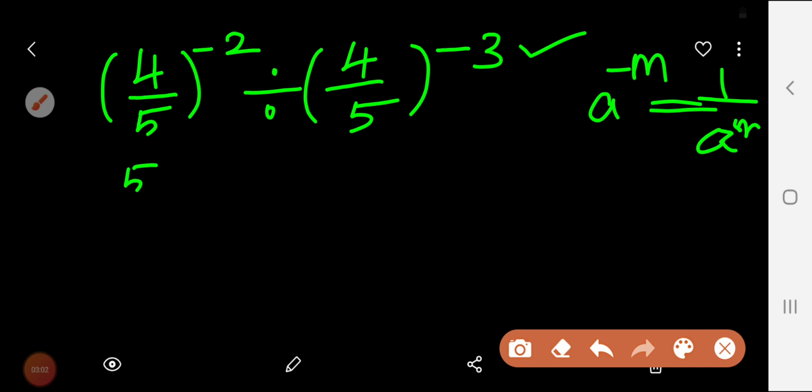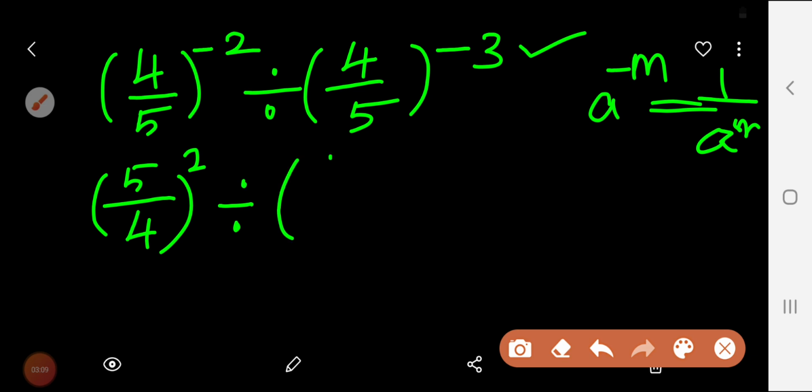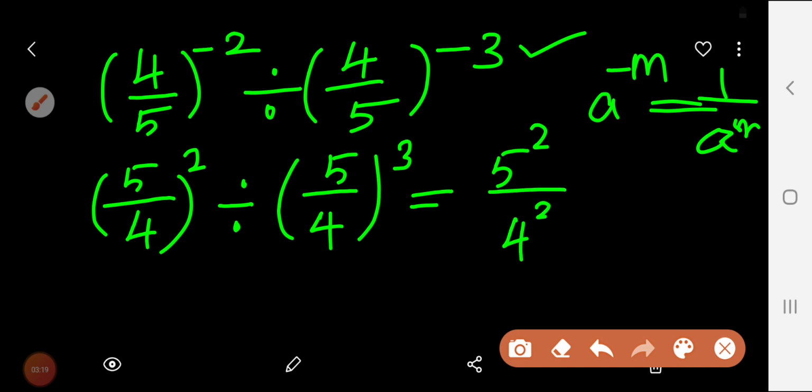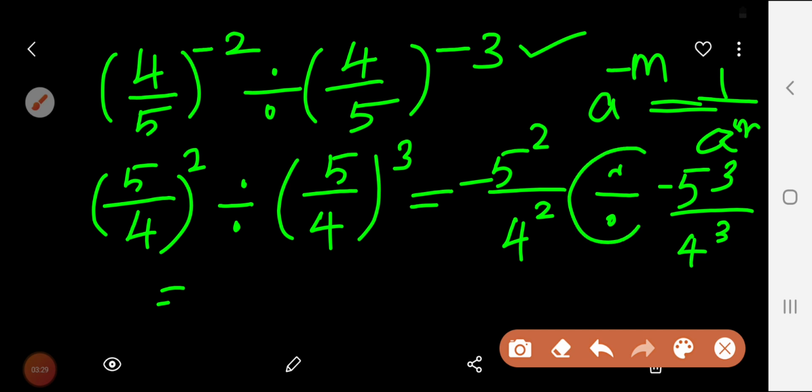So (4/5)^2 will be changed as (5/4)^2, division as it is. Then here the term will be changed as (5/4) whole power plus 3. Now we need to take the power separately. So 5 power 2 by 4 power 2 divided by 5 power 3 by 4 power 3. Now we have the same base, different power. Here it is division, so we have to subtract the power. So 5 power 2 minus 3 divided by 4 power 2 minus 3.